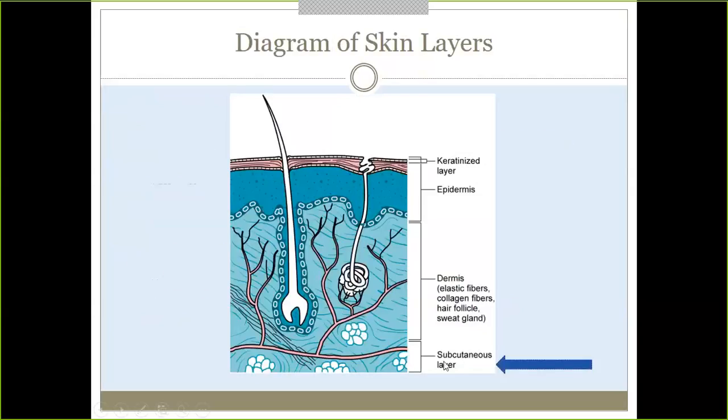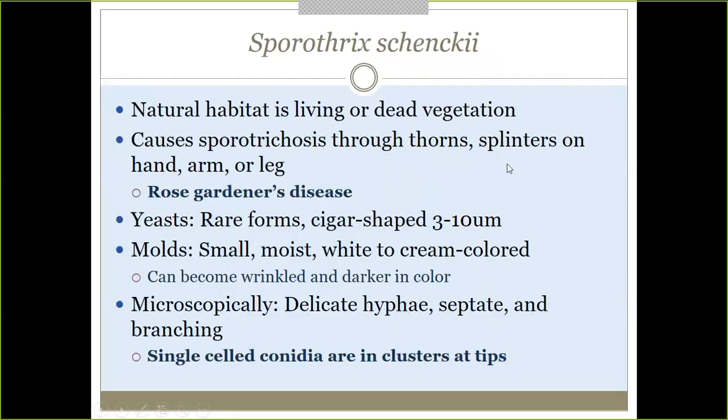So here we are, where we're at in the skin layers, is in the subcutaneous section. All right, so Sporothrix is the only one I'm going to have you remember out of the subcutaneous. It is living in vegetation, and it's what we call rose gardener's disease. So a lot of times people pick up this subcutaneous infection when they're gardening, and they might have that vegetation, say it's on roses, and the thorns poke their skin, and it gets in there that way, or splinters, or whatever it might be from gardening. And that's how people acquire Sporothrix schenckii.